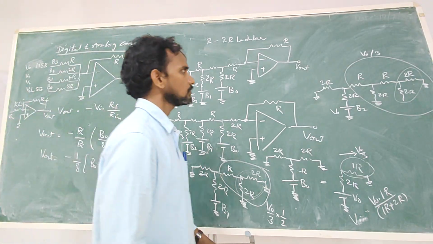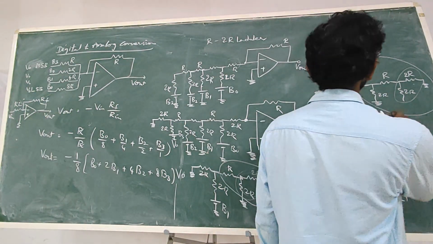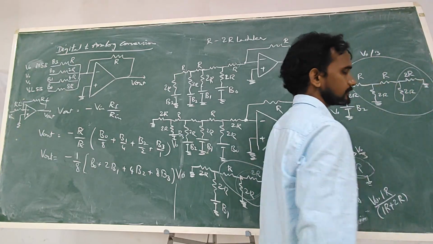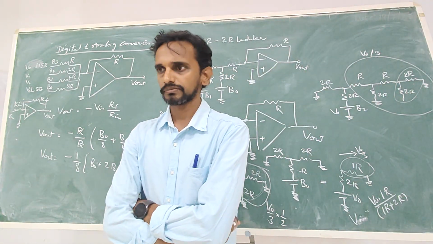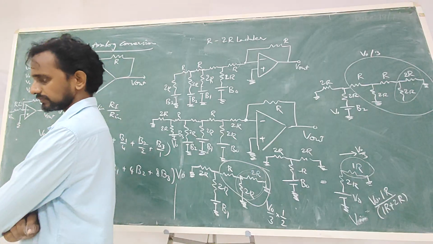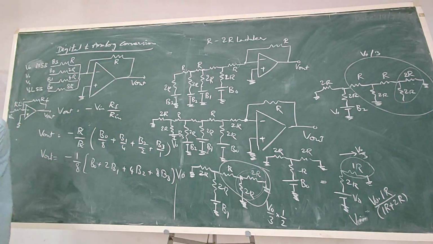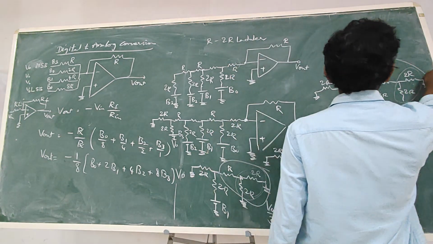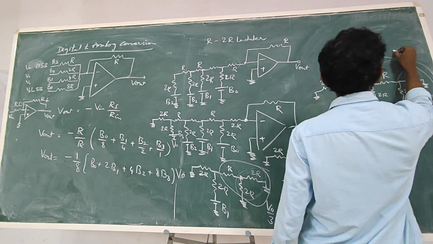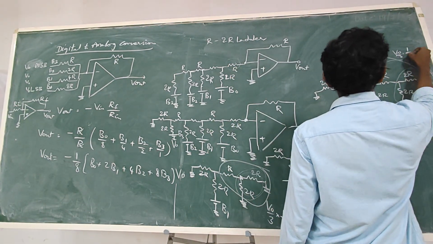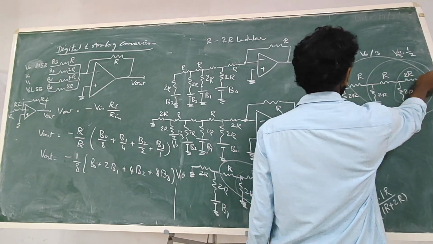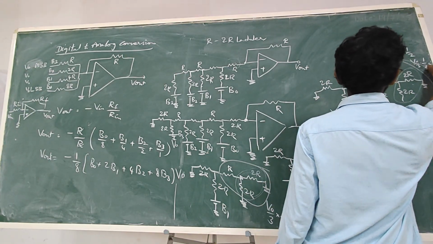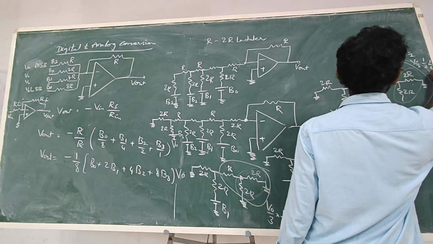That is now divided between these 3 levels. For level 2 it becomes V0 by 3 times half, and for level 3, V0 by 3, half, again half.